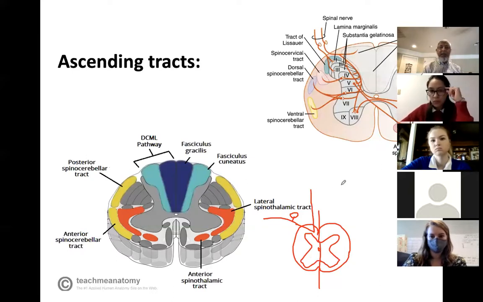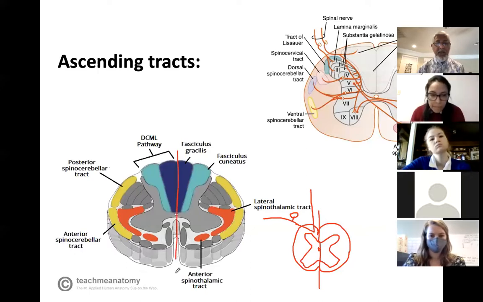Now, you see here, if I divide it into two, we are just dealing with one half now. We are dealing with one half. So the sensation from this side will occupy this area. So this is the dorsal column, right? Dorsal column.